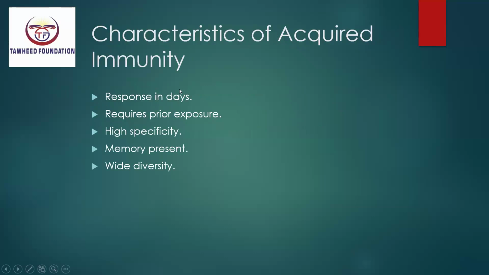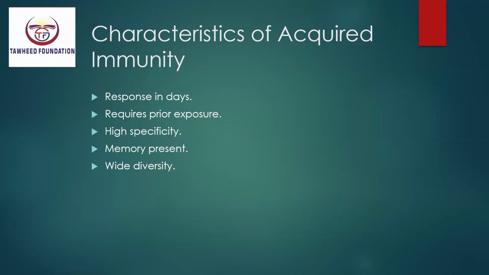Characteristics of acquired immunity. Response in days: acquired immunity involves activation of T and B cells against the microbial antigens, which takes several days to weeks to develop following microbial entry. Requires prior exposure: acquired immunity develops only after exposure to the microbes. Highly specific: acquired immunity is directed against specific antigens that are unique to the microbes.